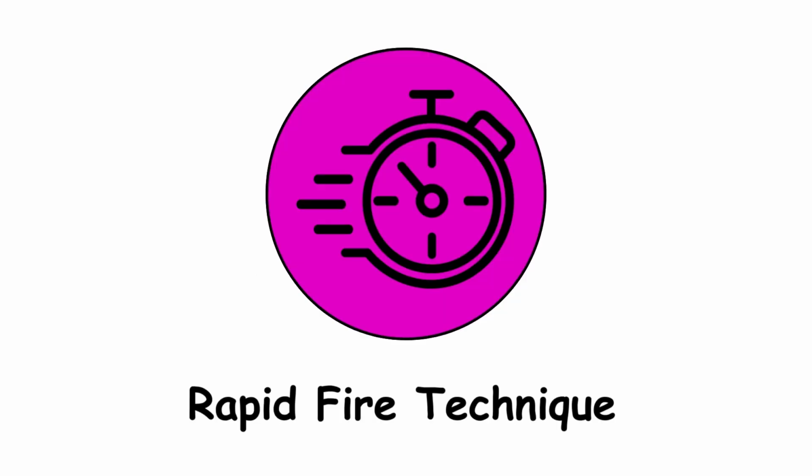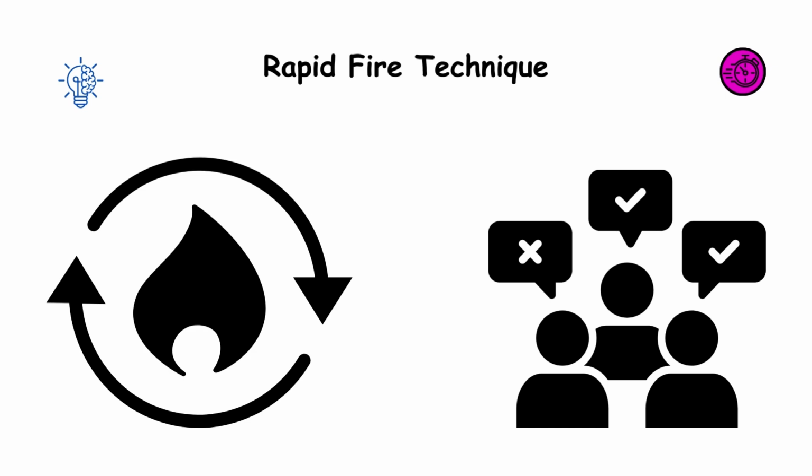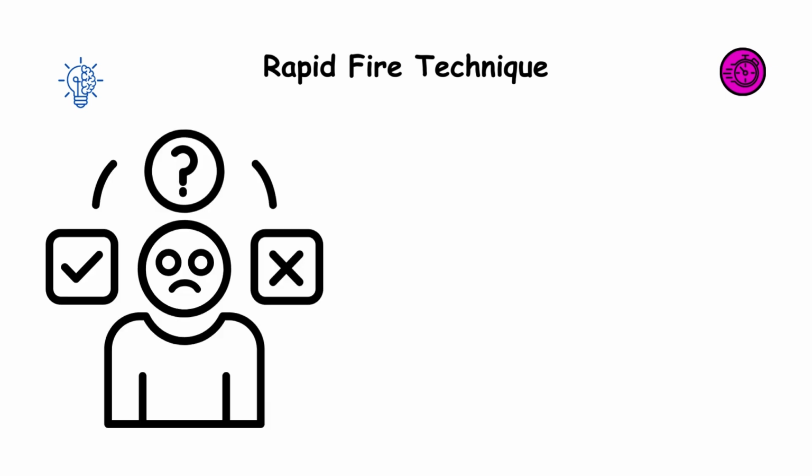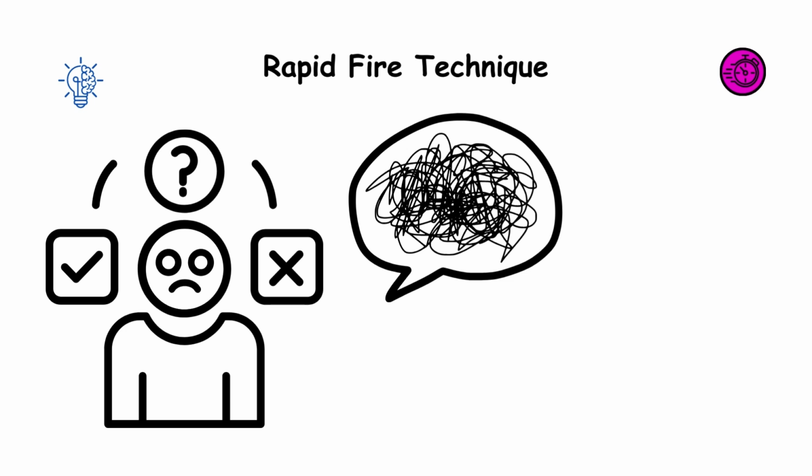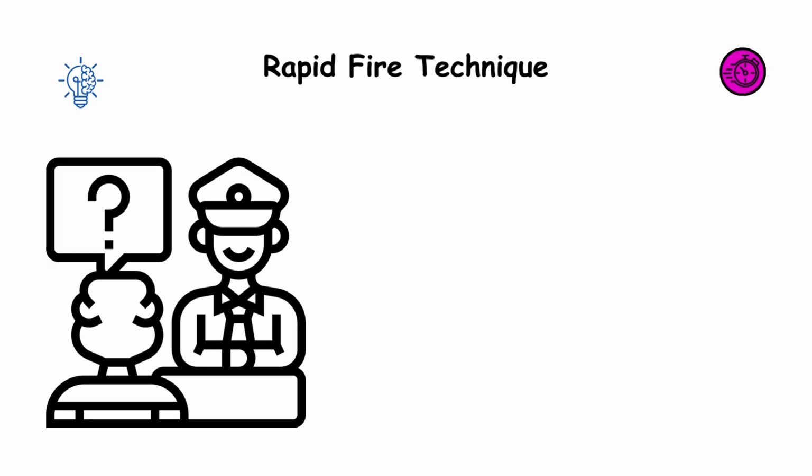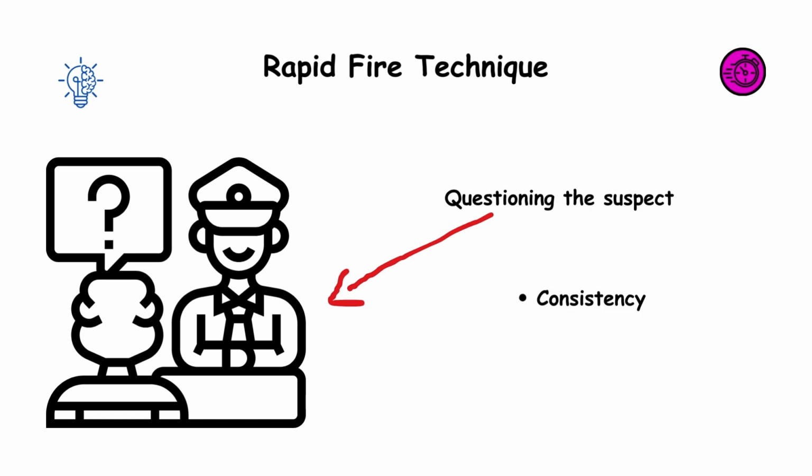Rapid-fire technique. In the rapid-fire technique, one or more interrogators ask questions in quick succession, preventing the suspect from fully answering each question before the next is asked. This rapid pace aims to confuse the suspect and induce contradictions in their responses. Subsequently, interrogators focus on questioning the suspect about these contradictions to challenge the consistency and credibility of their statements.